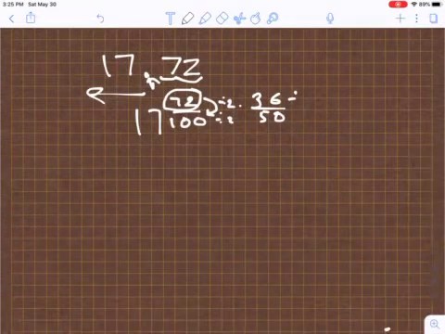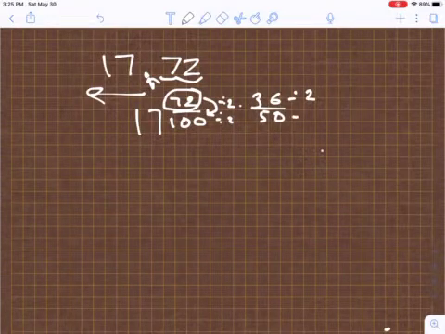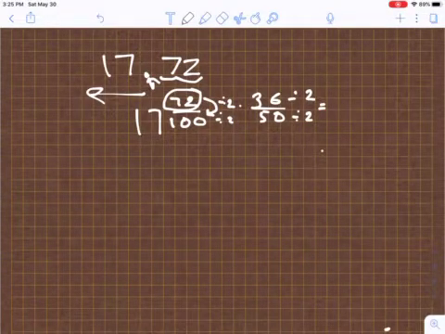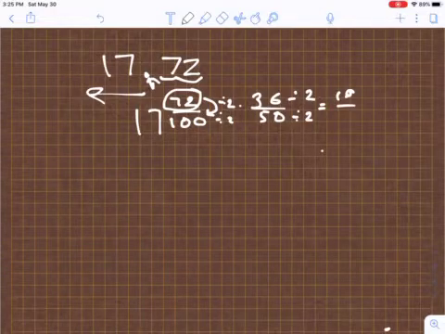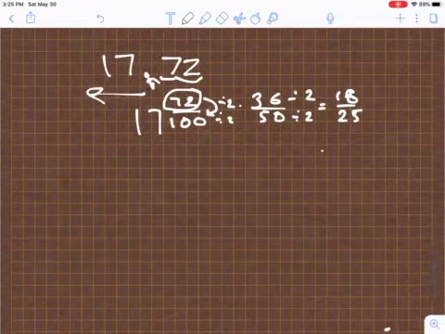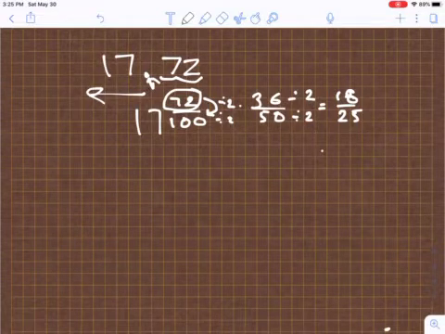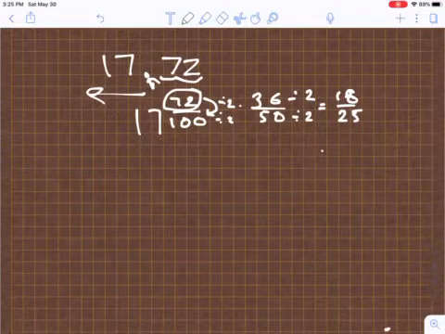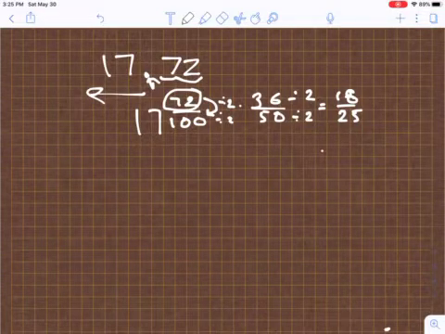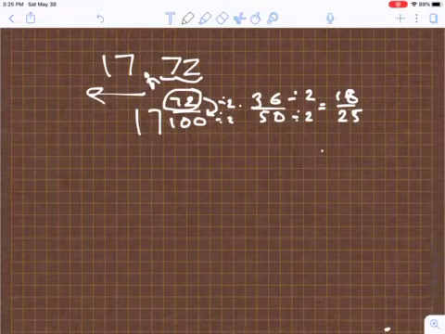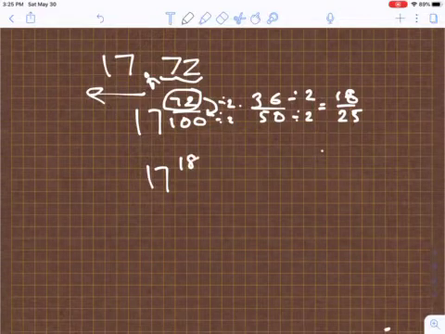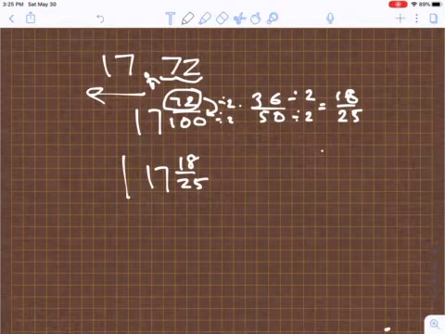All right? So let's divide them both by 2 again. And then you get 18/25. And that looks pretty simplified. I don't think I can get anything else out of there. They don't share any other factors. So we got 1, 2, 3, 6, 9, and 18 for those factors, and then none of those are factors of 25. So your final answer is going to be 17 and 18/25.